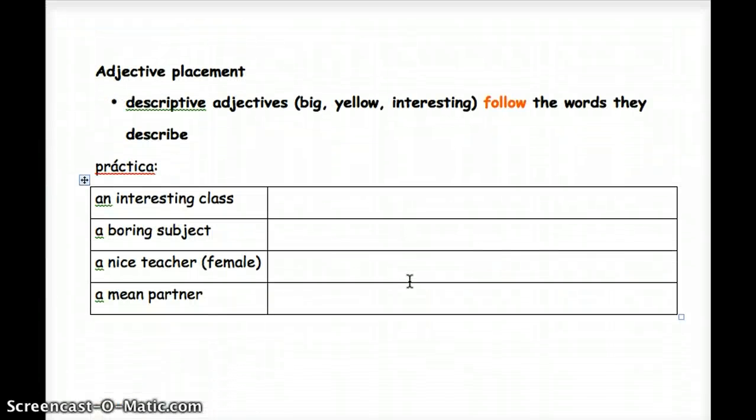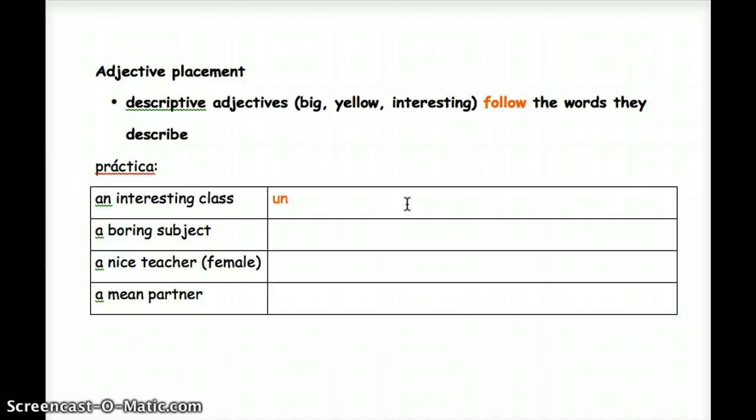Adjective placement. Descriptive adjectives. Big, yellow, interesting, tall, short. All of those are descriptive adjectives. They will follow, they will come after the words they describe. So it's very much the opposite of English. We say an interesting class. In Spanish, they're going to say a class interesting.